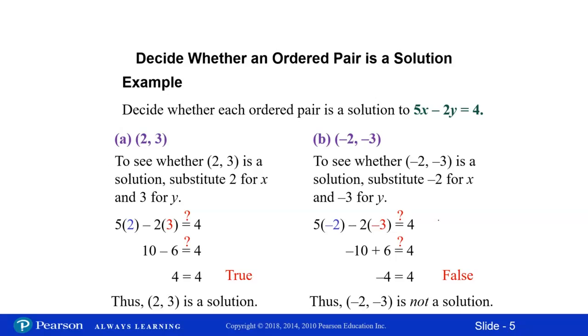So we saw two examples for the same equation. Only one is working. The other ordered pair is not working. So remember, in order for it to work, it has to be true on both sides. If it's false, the numbers don't match, then it's not a solution.